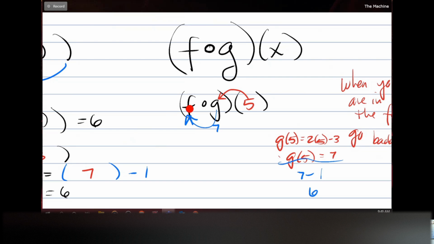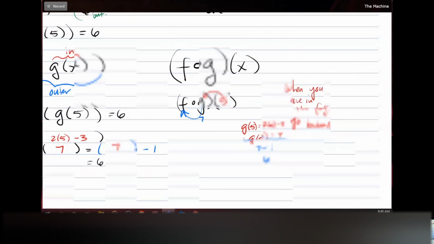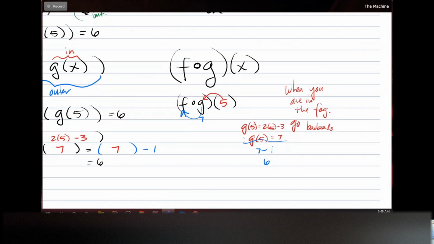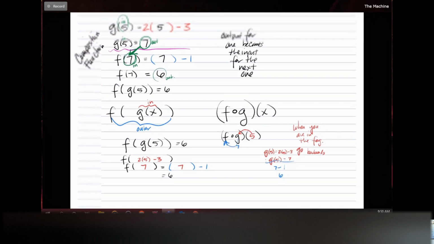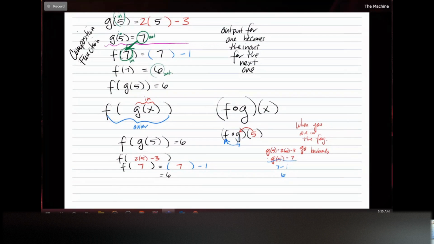Can I write down your little thing? Sure. When you're in the fog, go backwards. It's not always fog, because it may be g composed of h. When you're in the g-o-h, go backwards. K of h. When you're in the k-o-h, go backwards. Okay. I'm going to give you another one to do here in a minute. When you're in the fog, go back.